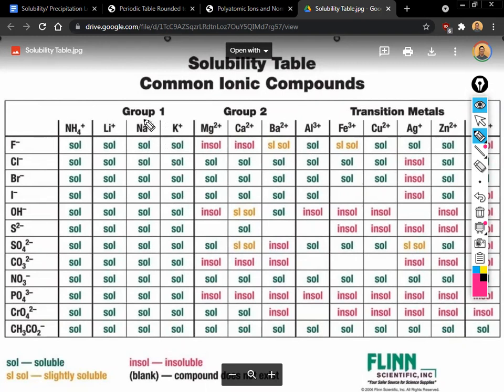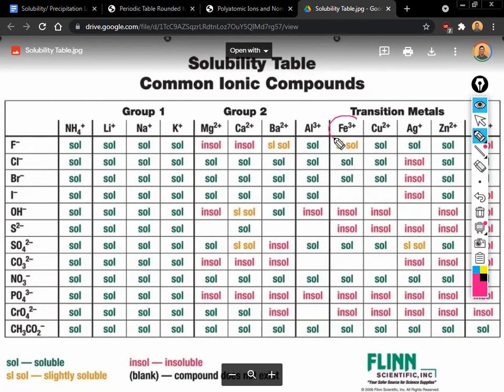So let's say, for example, we were mixing Na plus, and we were mixing that with OH minus, okay? So if we combined Na plus and OH minus, we are able to predict whether or not it's going to dissolve in water. So what do you guys think? Just based on the two, does it dissolve in water? Yeah, it's soluble, so it's going to dissolve in water. That's pretty much how you read it. It's very simple.